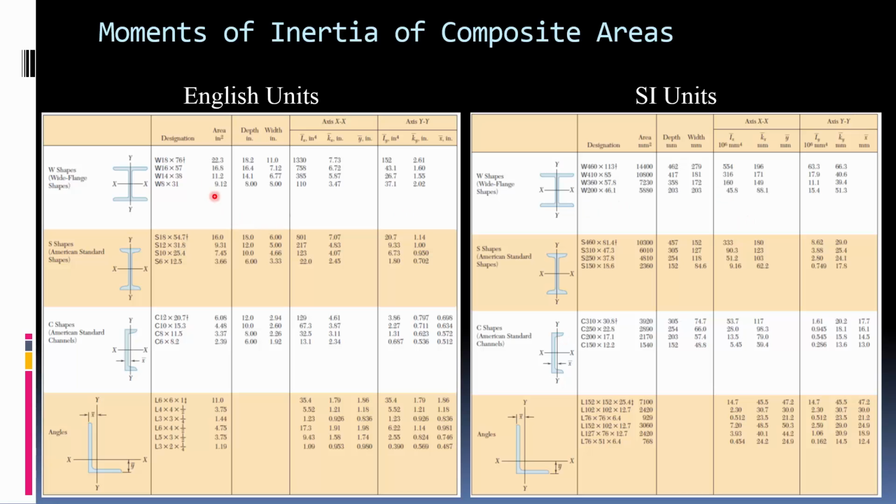So you have your English units table and you have your SI table, and again, these are in the book. If you need this for the test, you'll have these tables as appropriate. But for the homework, go ahead and use your book for these tables.